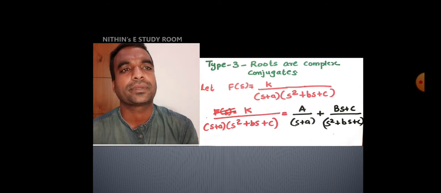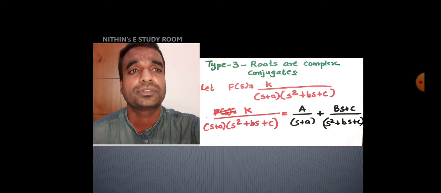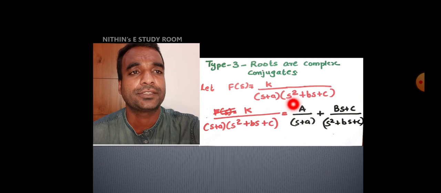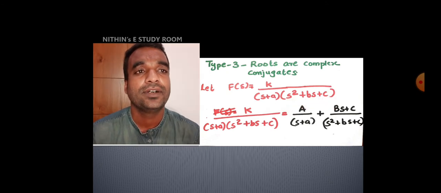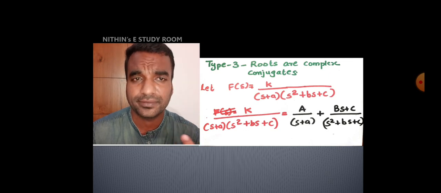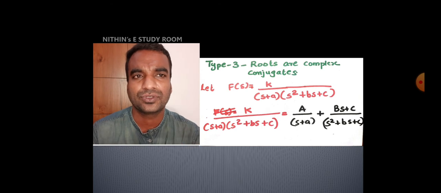So this is type 3 problem. Roots are complex conjugates, because here we can see s plus a is one portion and s square plus bs plus c, where the roots of s square plus bs plus c are complex conjugates or imaginary roots. You can directly fractionalize those things.